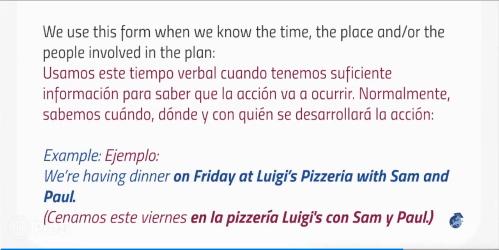We use this form when we know the time, the place, and or the people involved in the plan. Example: We are having dinner on Friday at Luigi's Pizzeria with Sam and Paul.